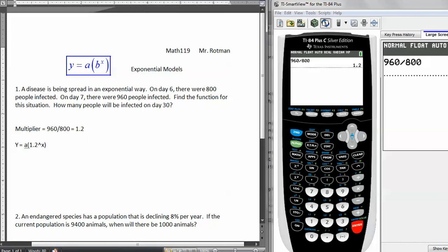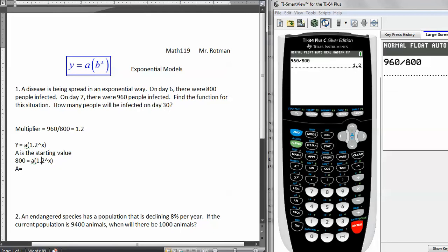Our next step is to find a. A is the starting value. It's where we started off from. And we'll find this by substituting numbers in. We have a number for y in the problem, a number for x that go together. We'll pick the one for day 6. We found 800 for y and the 6 for x. To solve this, we'll do the division. Divide both sides by the 1.2 to the 6th power.